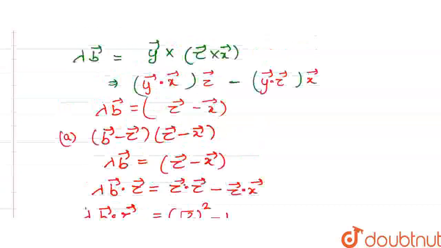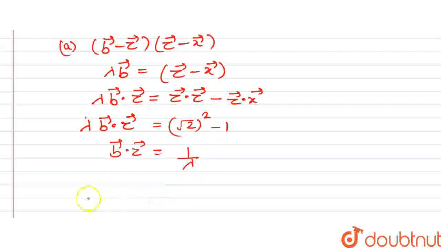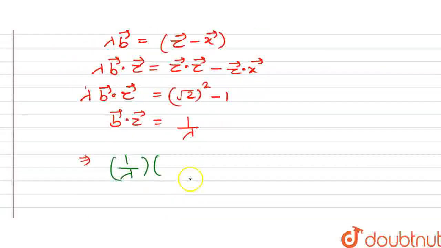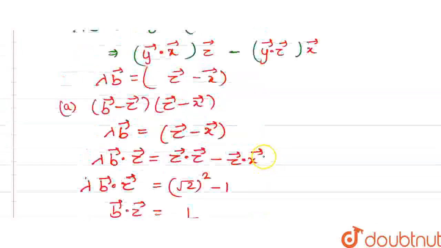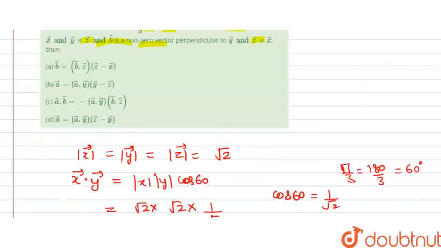So we can put the value of b minus z is equal to 1 by lambda. So here b minus z is 1 divided by lambda into z minus x vector. So we find z minus x is equal to lambda b. So this will be equal to lambda b vector. So this is equal to b vector, hence our option A is correct. So we can mark this. So option A is correct.